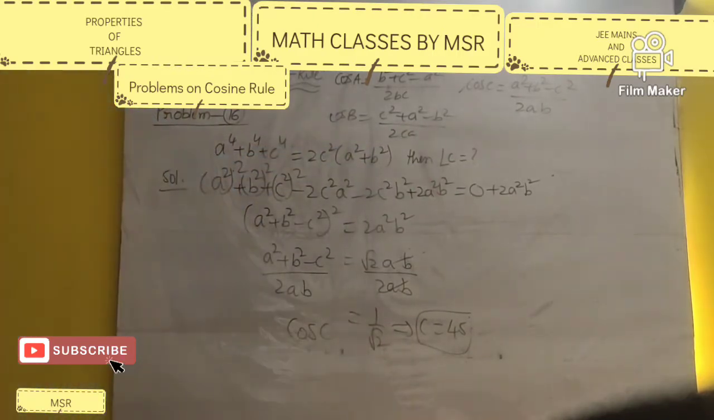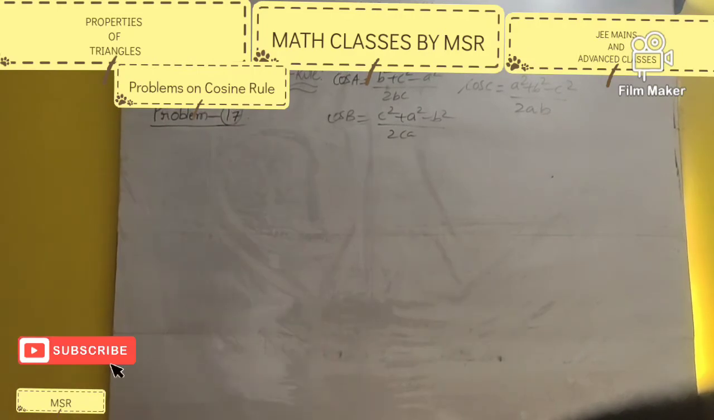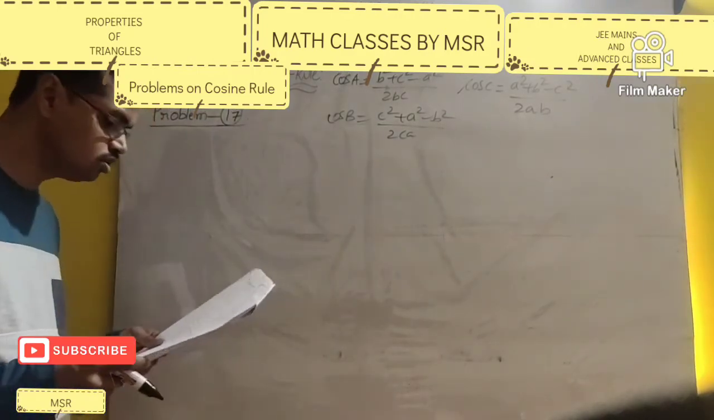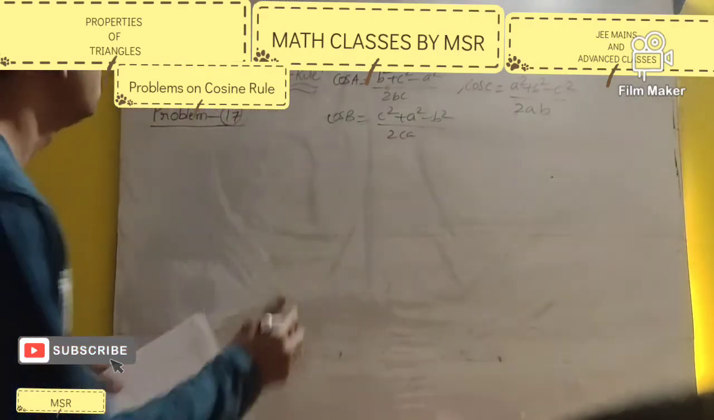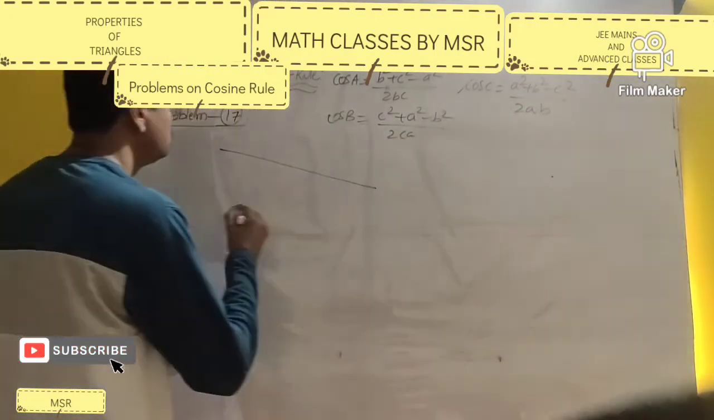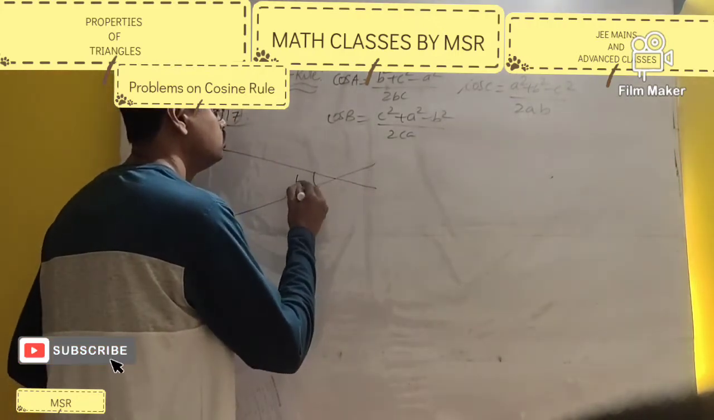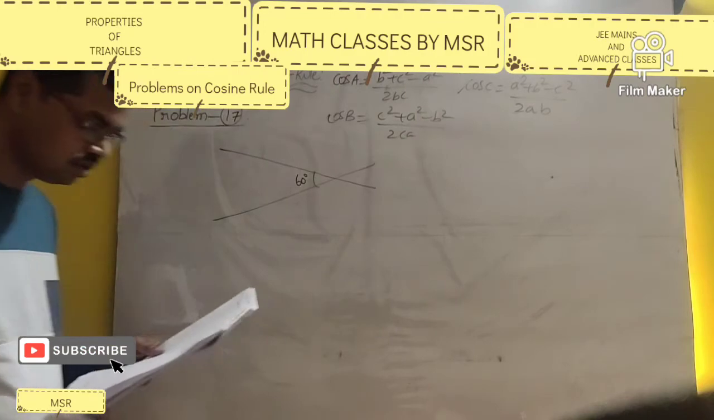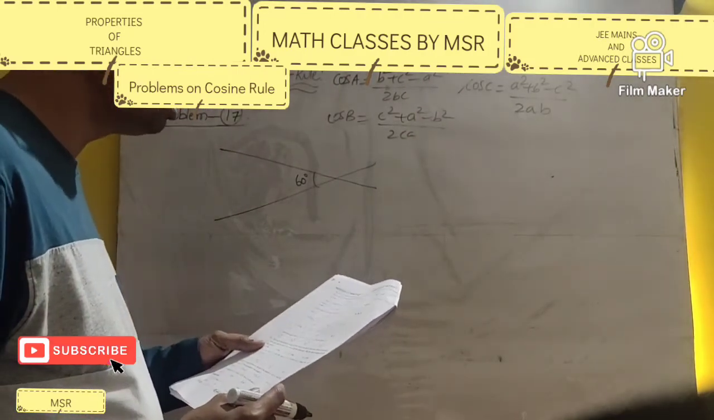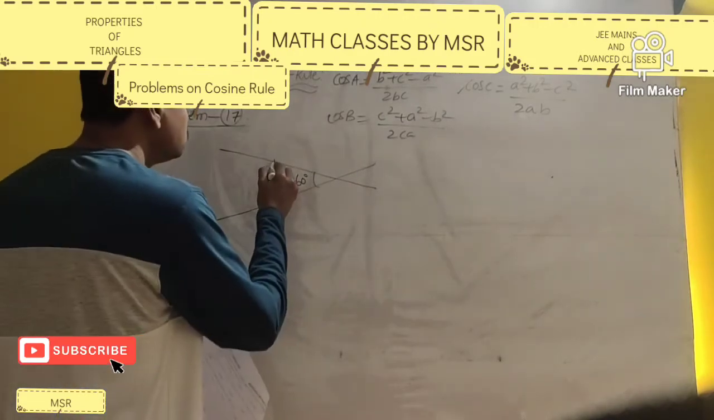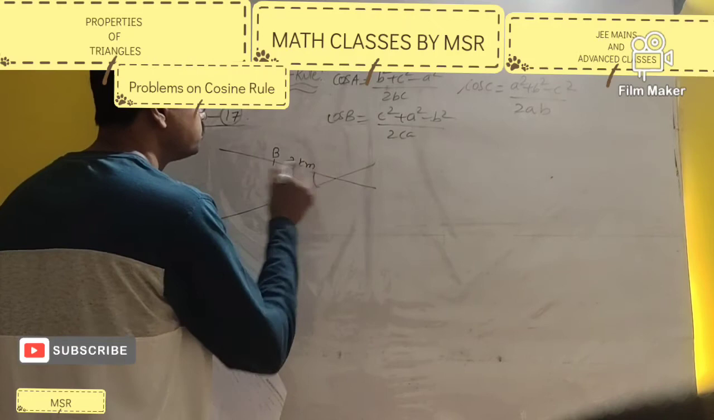This is problem number 16. Now listen to the next problem. They are given two straight roads intersecting at an angle of 60 degrees. So this is one straight road, this is one straight road. They intersect at an angle of 60 degrees. A bus on one road is 2 kilometers away from the intersection. So there is a bus which is 2 kilometers away.